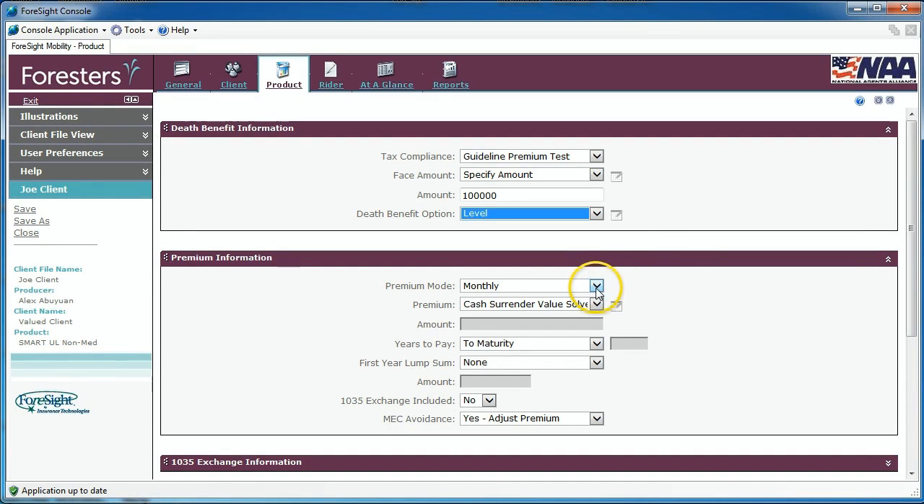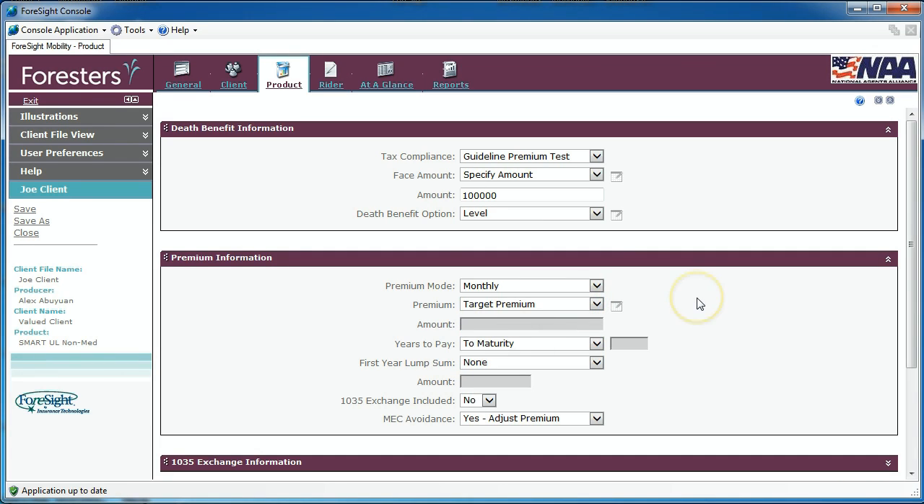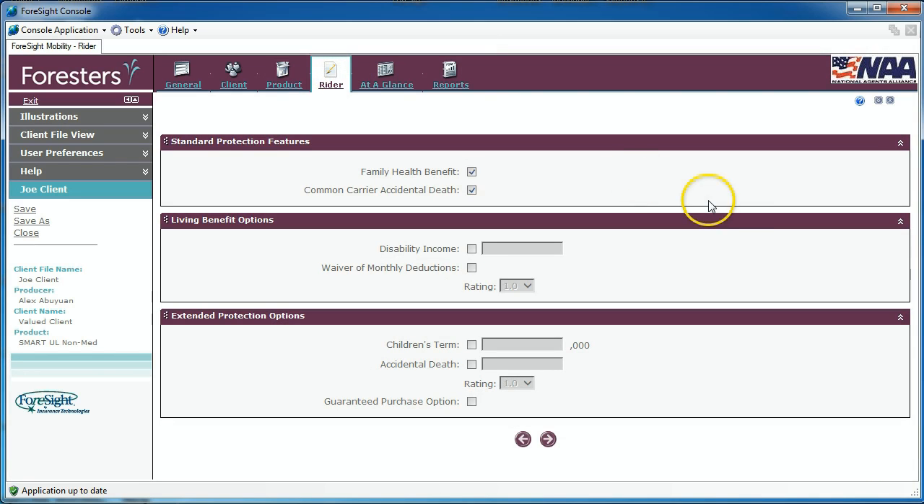Now the premium mode is monthly. Now the premium, we're going to choose target premium, and we're going to show you what happens to a 30-year-old at target premium. In fact, it may not even be enough for it to go to age 100. But let's just put it at that. So that's what we're going to do. As far as riders, we're just going to make it a stripped-down policy.